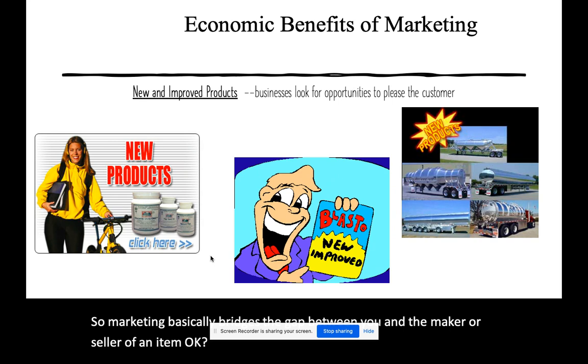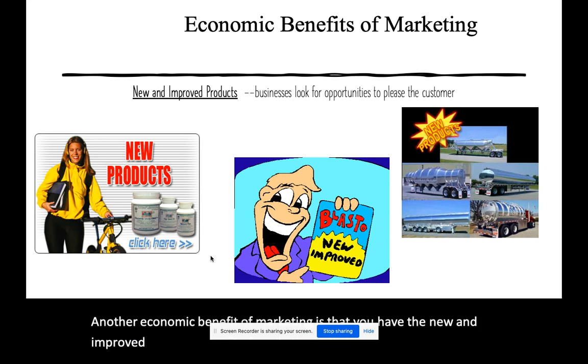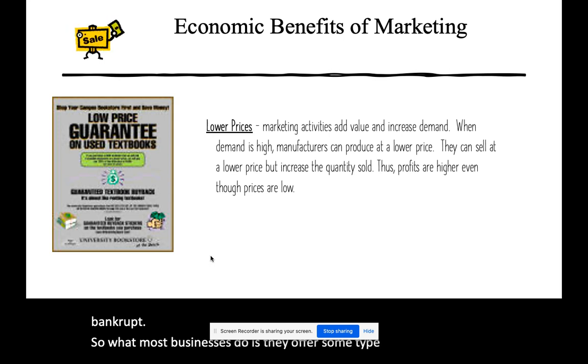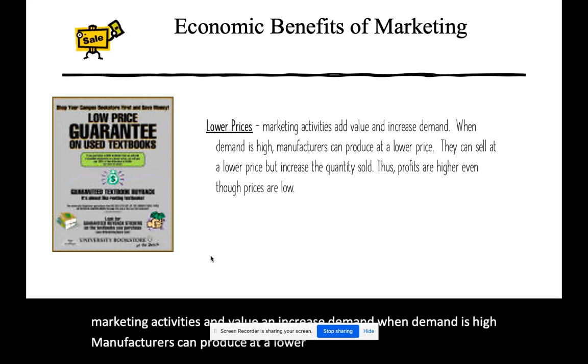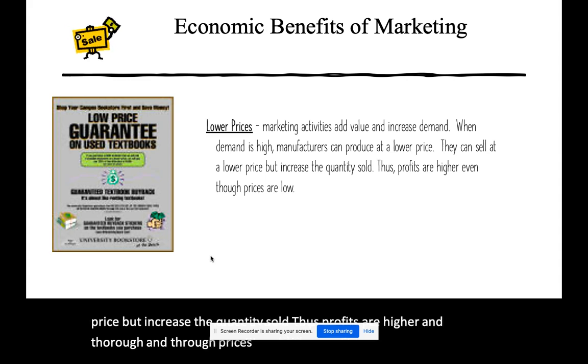Another economic benefit of marketing is new and improved products. Businesses look for opportunities to please their customers, because if they don't please their customers, they will lose money. And if they lose money, they will have to shut down or go bankrupt. So what most businesses do is offer some type of lowered price. Marketing activities add value and increase demand. When demand is high, manufacturers can produce at a lower price. They can sell at a lower price but increase the quantity sold. Thus, profits are higher even though prices are lower.